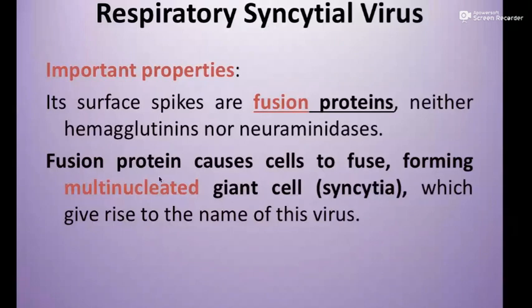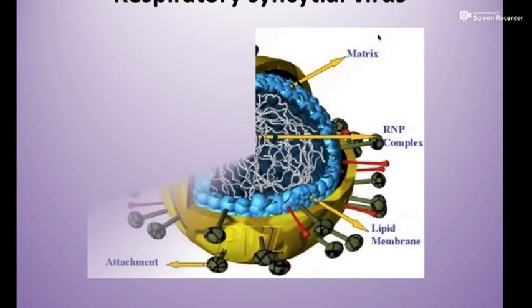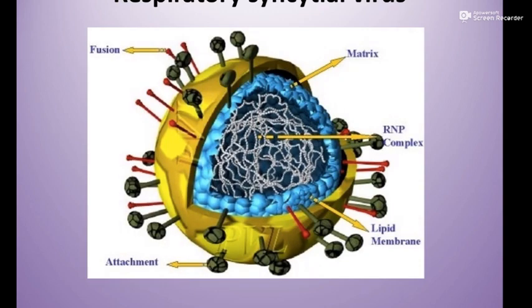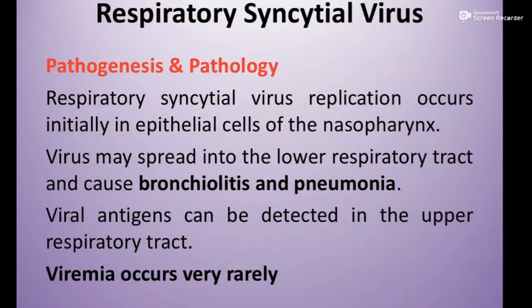Why? Because this fusion protein causes cells to fuse, forming multinucleated giant cells, which are syncytia, which give rise to the name of this virus. Syncytia, as we said, you saw its picture last week, multinucleated giant cells, and from it came the name respiratory syncytial virus. This is its picture, which contains only fusion protein.